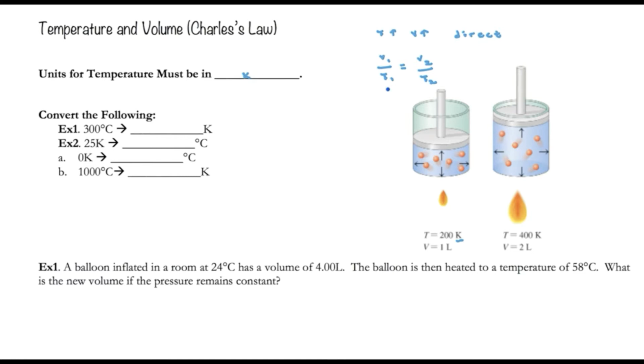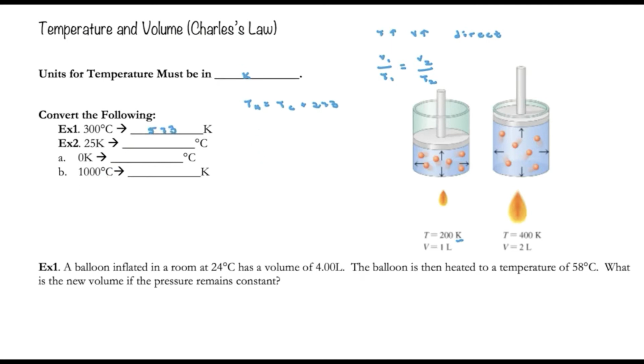So remember, to go from Celsius to Kelvin or Kelvin to Celsius, the temperature in Kelvin equals the temperature in Celsius plus 273. Okay, so let's look at 2 quick examples. 300 Celsius, and I'm asking you to convert that into Kelvin. Well, I need to take my temperature in Celsius, 300, and add that to 273, and that will give me my temperature in Kelvin. So I get 573.